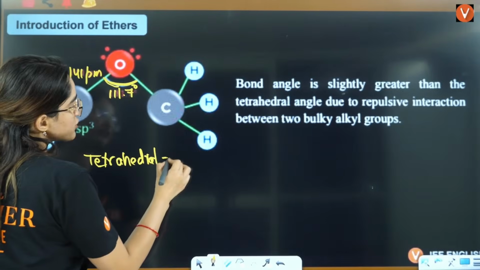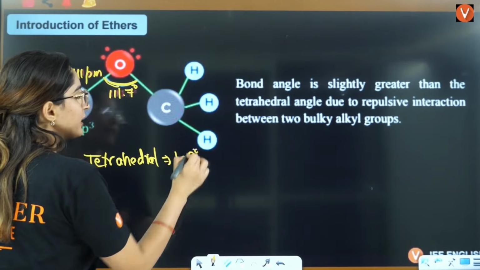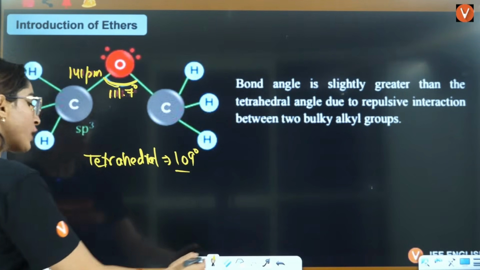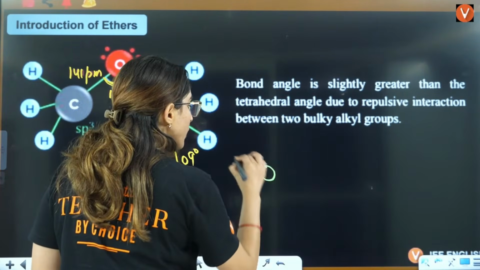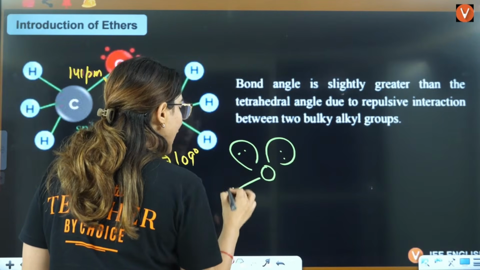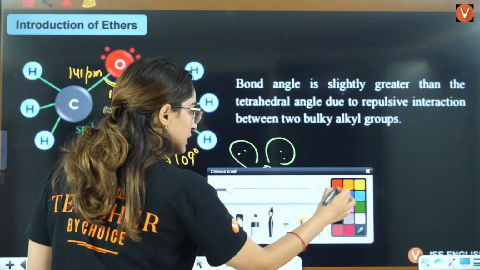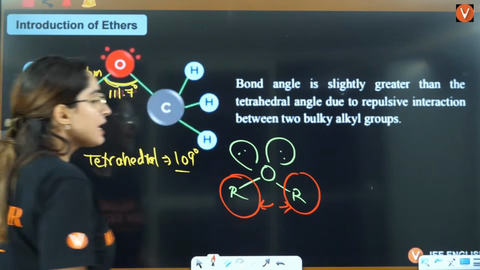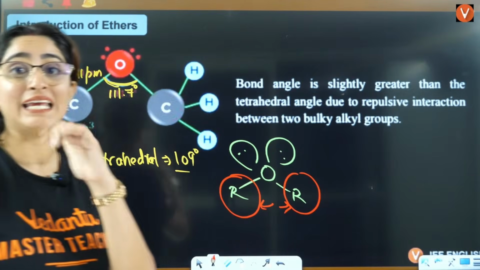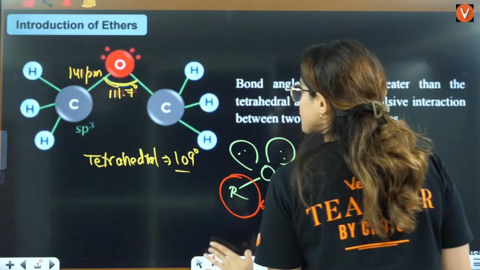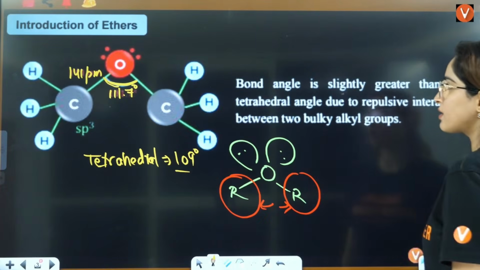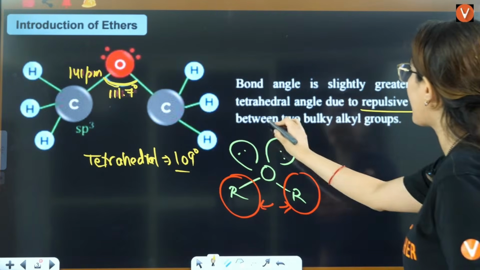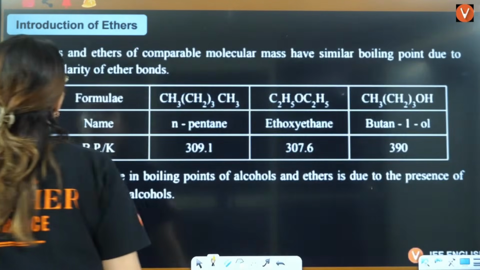Ma'am, in tetrahedral geometry, the angle should be 109 degrees, ma'am. But why has the angle increased? This is a very important question. Because of the alkyl groups that you have here, this alkyl group and this alkyl group will cause repulsion here, and that is why the angle will increase to 111.7. Right? The bond angle is slightly greater than this due to repulsive interaction between the bulky alkyl groups. Right?